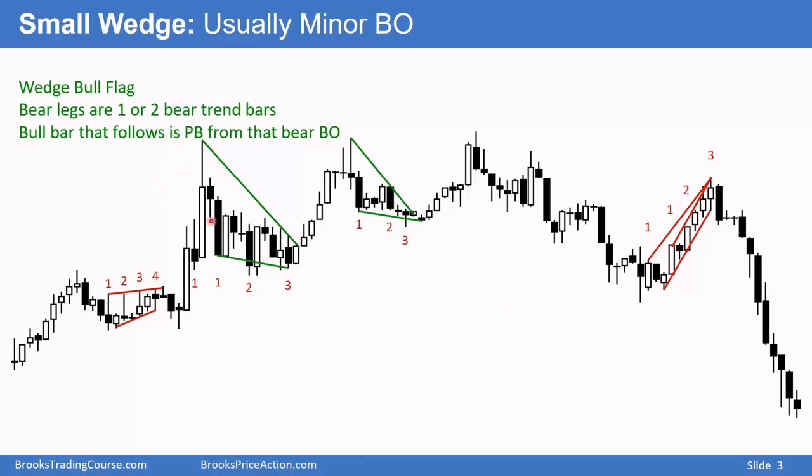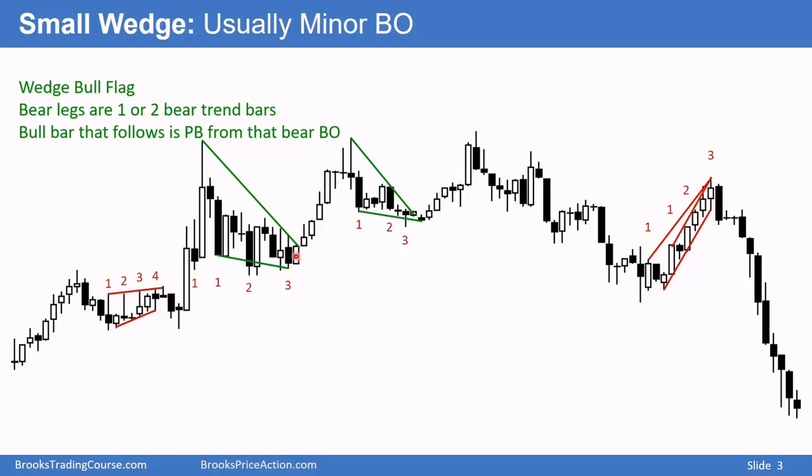Wedge bull flags, we have a bull trend, and a wedge bull flag here, wedge bull flag here. In these bull flags, we have a couple bear bars here, 1 bear bar here, a couple bear bars here, 1 bear bar, another bear bar. And the bear bars are attempts to create a bear breakout. For the bulls, the bull bar that follows that bear bar is a pullback from that bear breakout. So we have a bear reversal or bear breakout, and then a pullback. Another bear breakout, another pullback. Another bear breakout, and another pullback.